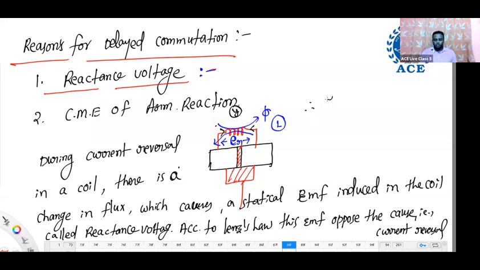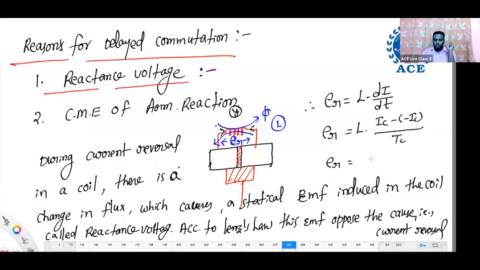How to find that reactance voltage? ER equals, with respect to inductance, L di by dt. This equals L into the change in current, IC to minus IC, divided by the time taken for that current reversal, which we call TC. Therefore ER equals L into 2IC by TC. So it is proportional to L IC by TC. Reactance voltage is proportional to L IC by TC.